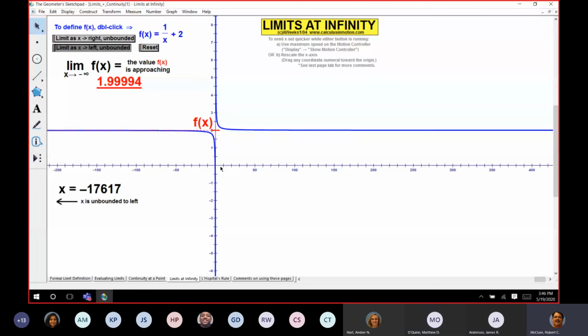Okay. Does everybody see what I'm trying to get you to see as far as the graph? When you're looking at a graph with limits, you have to think a little bit.